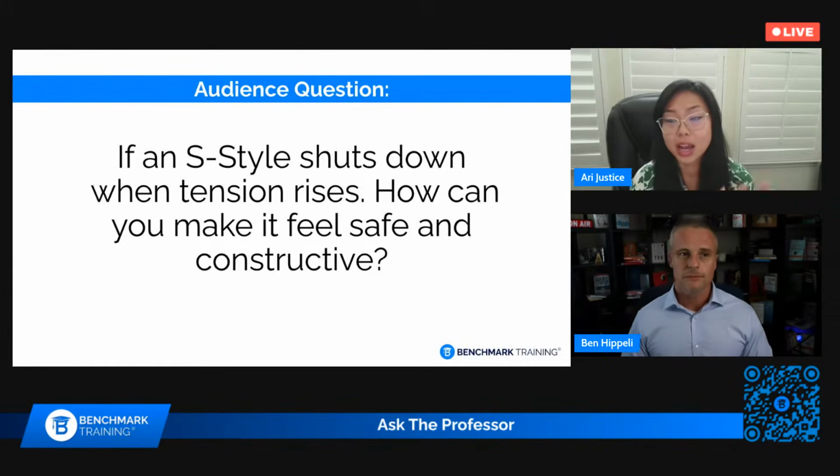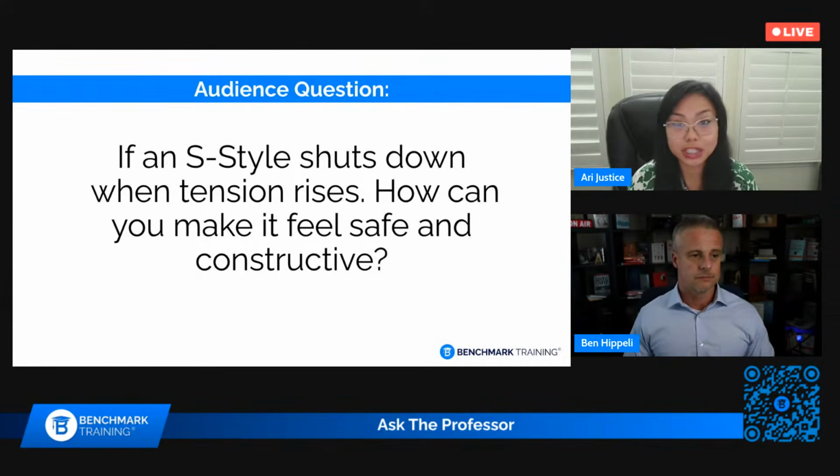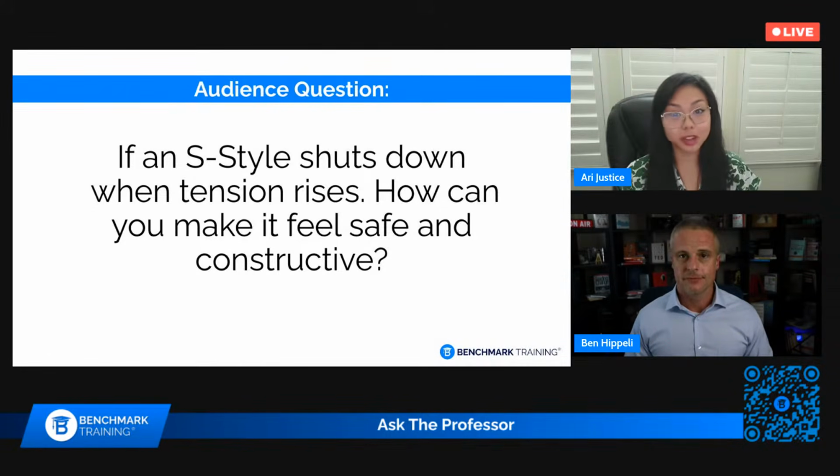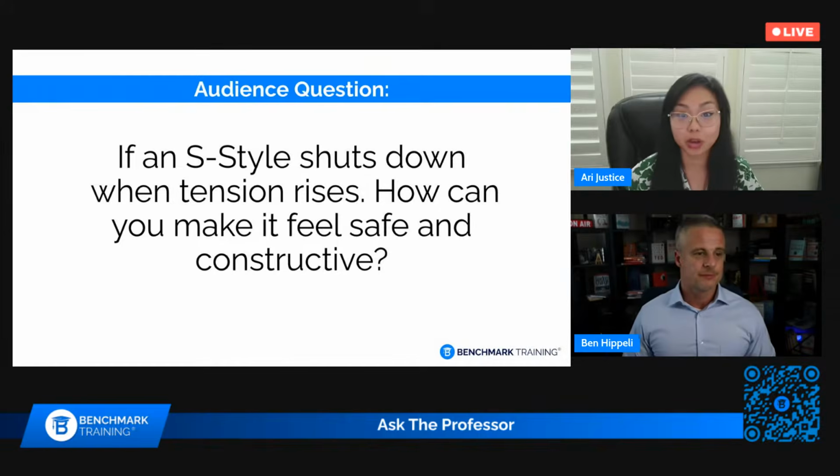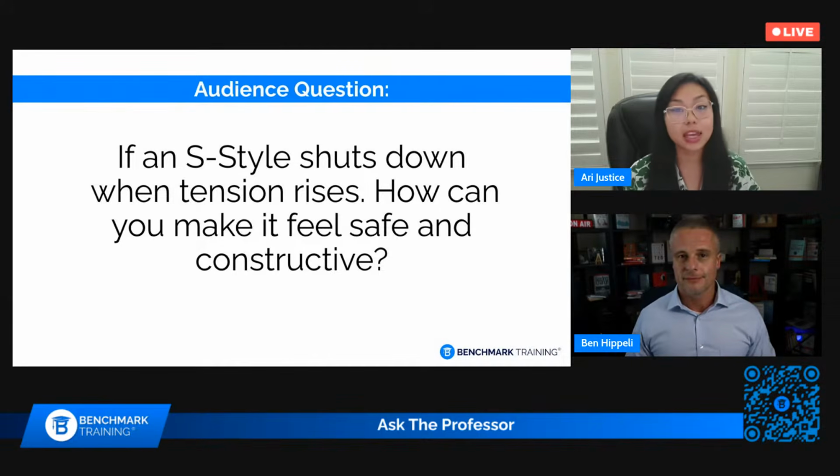Yeah. So if an S style is starting to shut down because of the tension, a couple things that you can do with your body language and your tone is to lower the intensity. Have open communication, open body language. S styles are very receptive when it comes to tone and body language. So taking the initiative and kind of lowering it down to meet them where they're at kind of gets them to feel safe and ready for a constructive conversation.